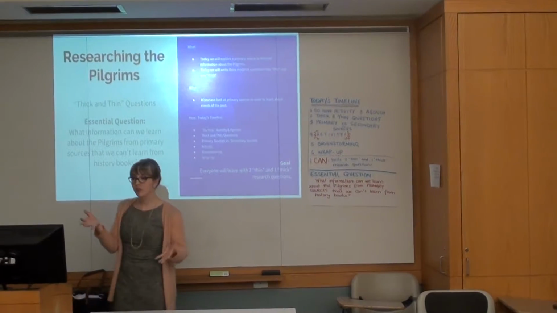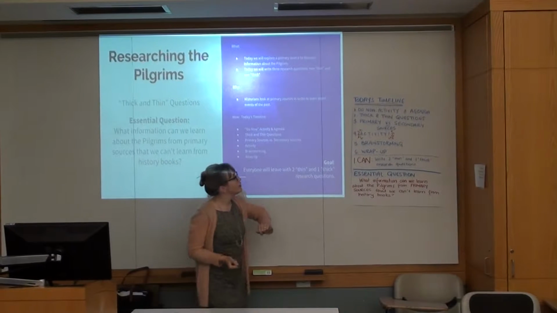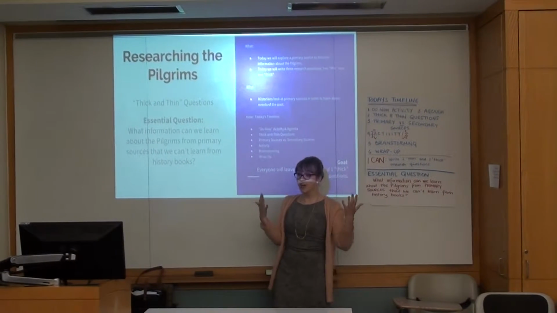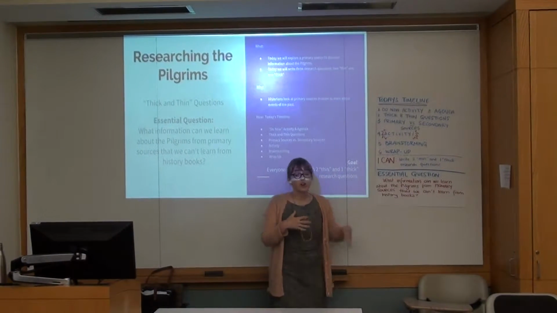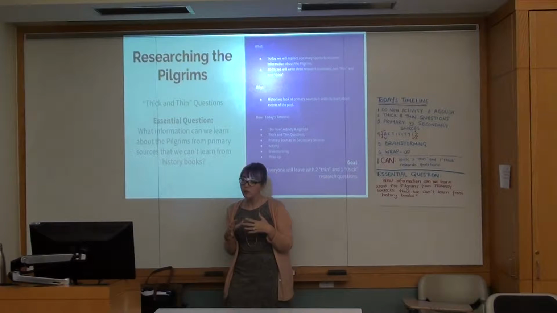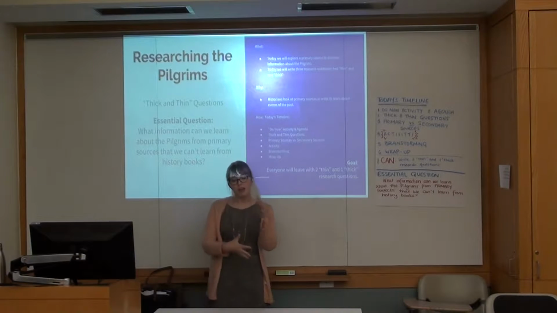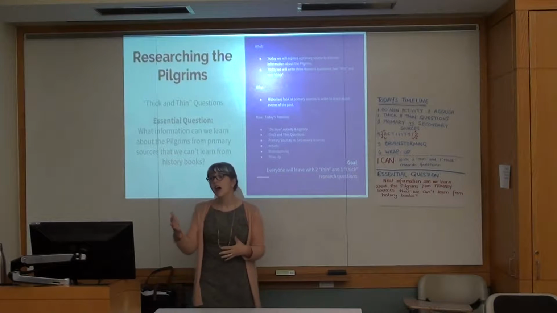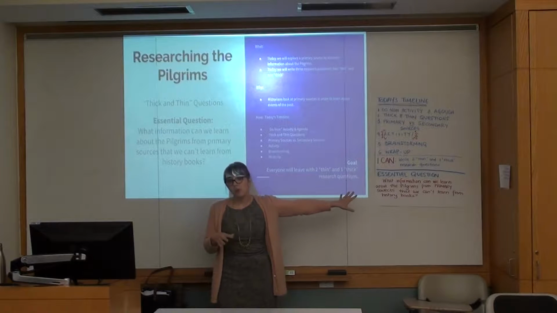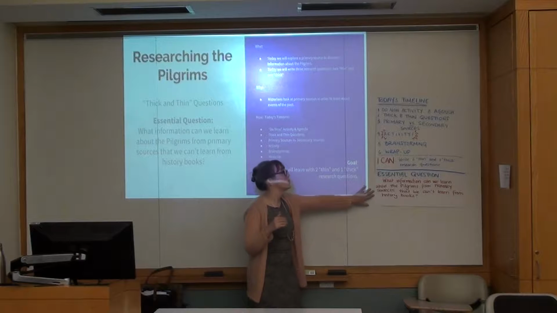So that was our little do now activity to kind of get your minds reeling. The first thing we're going to do is talk about our agenda. We're also going to talk about our essential question for today. So it's what information can we learn about the Pilgrims from primary sources that we can't learn from history books. This is kind of relating to what you've been talking about in class. I've tied it in with your teacher's essential question. So we're going to be thinking about the information part of this essential question.